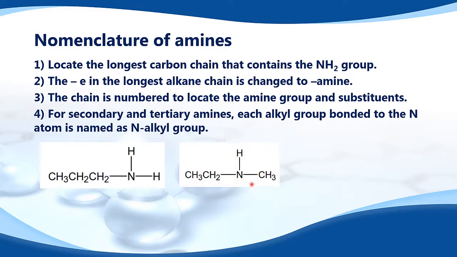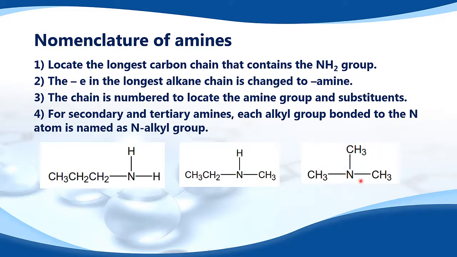Here's our next example. It's a secondary amine. And the longest carbon chain is 2 carbon atoms, which is ethane. And we change that to amine. So it's ethanamine. And we also have this CH3, which is a methyl group. So we call that N-methyl. So the full name is N-methyl ethanamine.